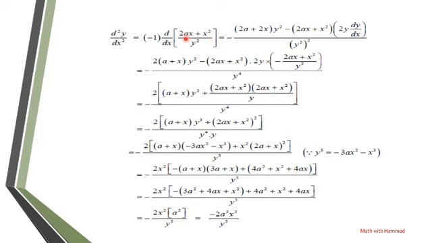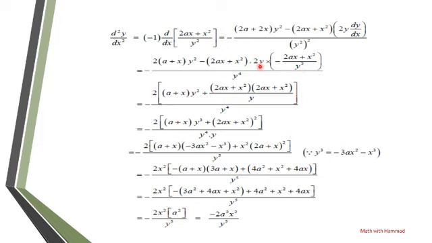Derivative of numerator means derivative of 2ax plus x square, which is 2a plus 2x, minus numerator as it is, derivative of denominator. The denominator is y square. Derivative of y square is 2y, and derivative of y is dy by dx. Now I replace the value of dy by dx as we solved earlier: minus (2ax plus x square) over y square.